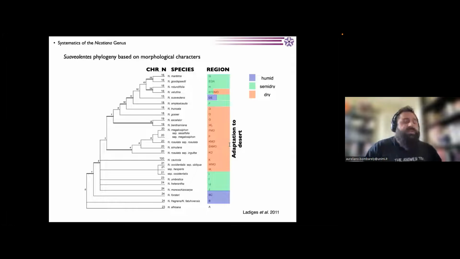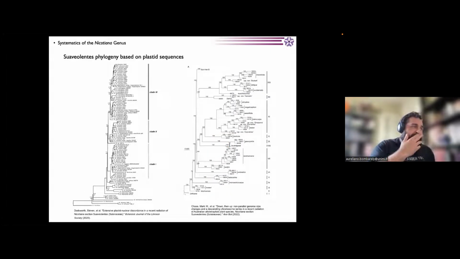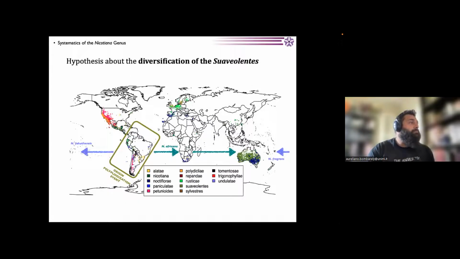Also, there are several studies about the Suaveolentes phylogenies, one of them, for example, based on morphological characters, but also some excellent works by Stephen and Mark using different plastid markers, then the whole chloroplast, and most recently rustica data. I'm not going to talk about that, but one interesting thing about the diversification was how they started to colonize. There are two possible routes.